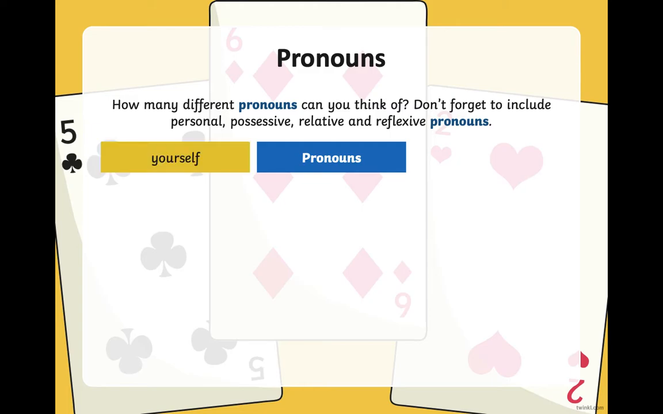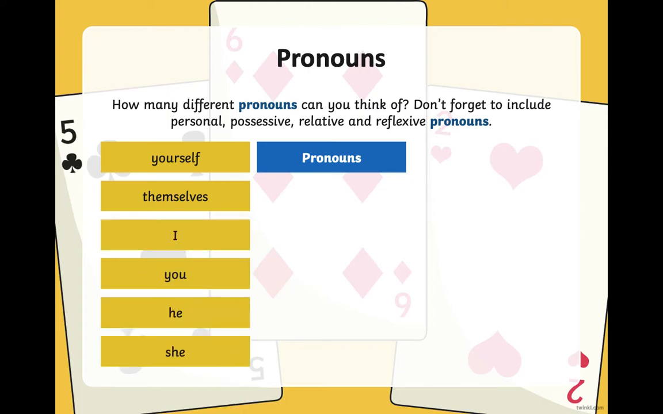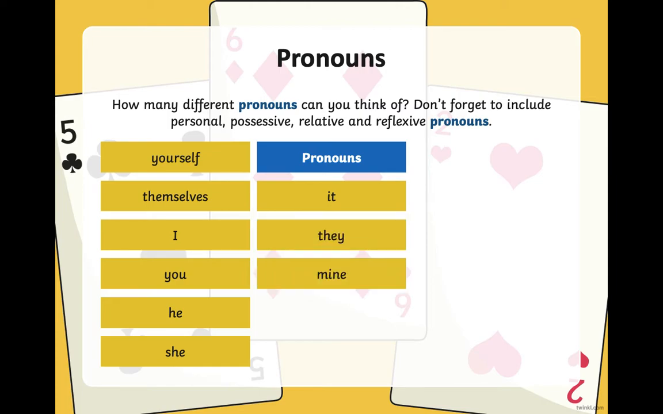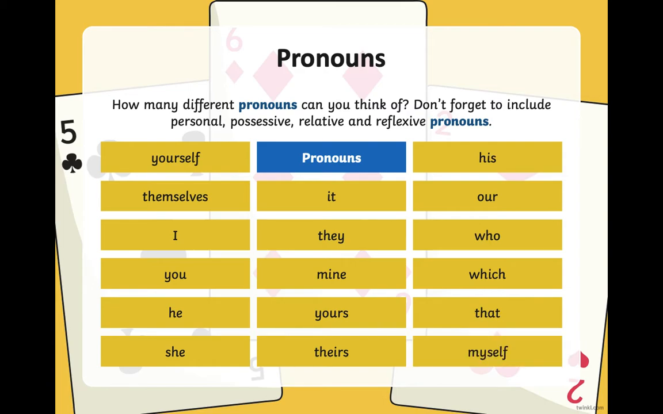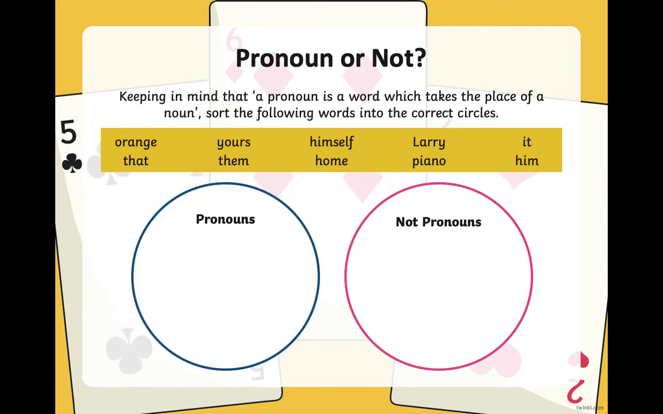Okay, here we go. Pronouns: yourself, themselves, I, you, he, she, it, they, mine, yours, theirs, his, our, who, which, that, myself. Okay, it's lots of pronouns there. So a pronoun is a word which takes the place of a noun. So I want you to sort these words in the yellow rectangle here into whether they're pronouns or whether they're not pronouns. So pause the video and have a go at that.